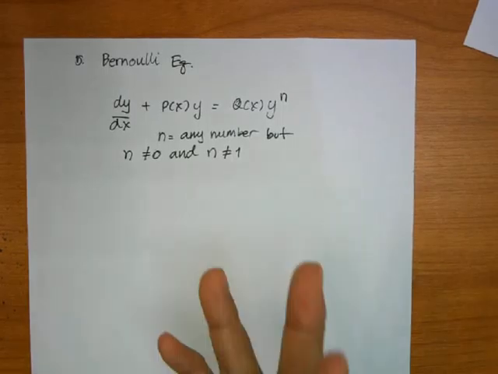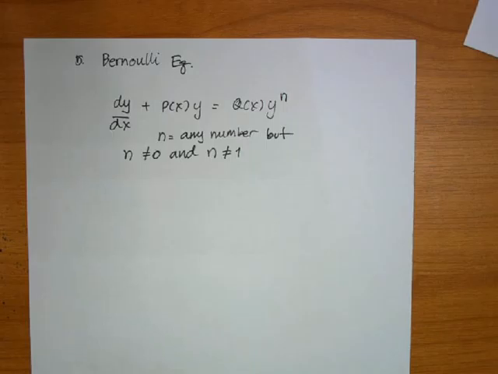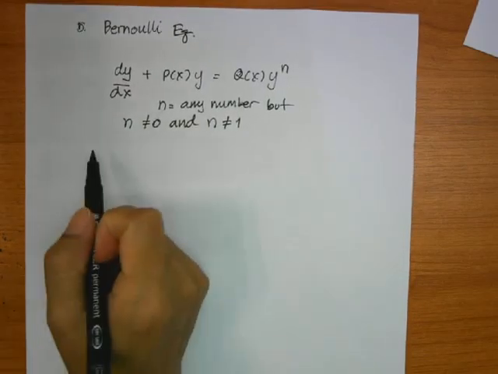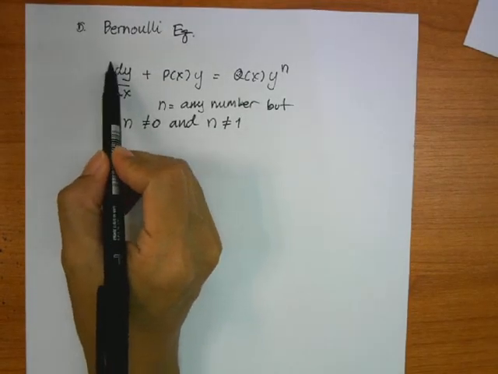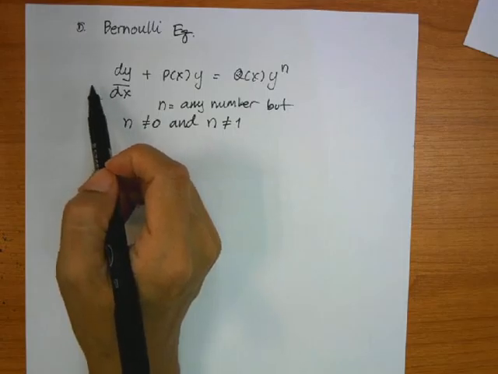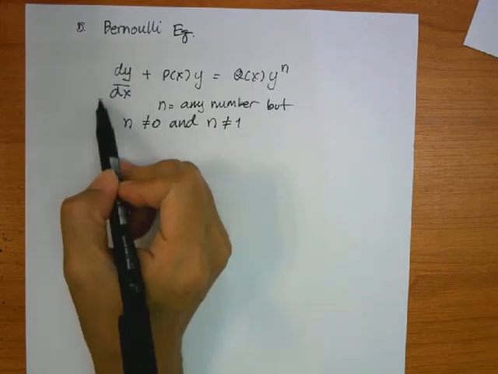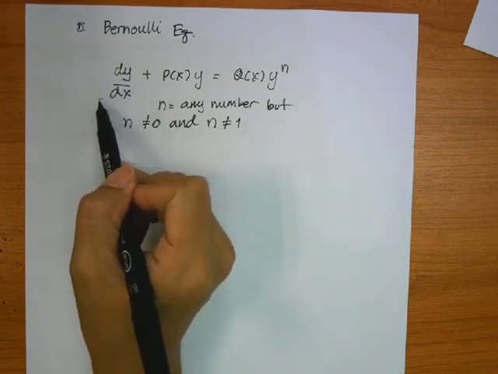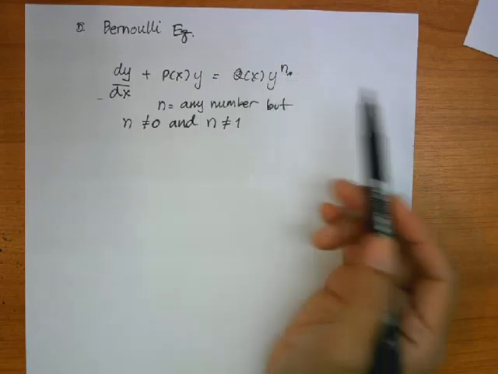But other than that, n could be any number: it can be a fraction, an integer, or a negative value. So if you arrange your differential equation, don't forget that in front of the term dy/dx the coefficient should be 1. Then you would know exactly the number n.